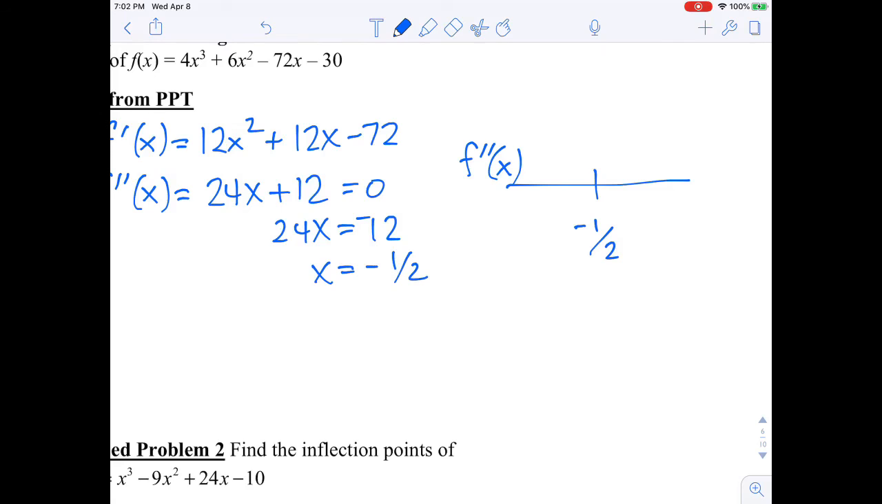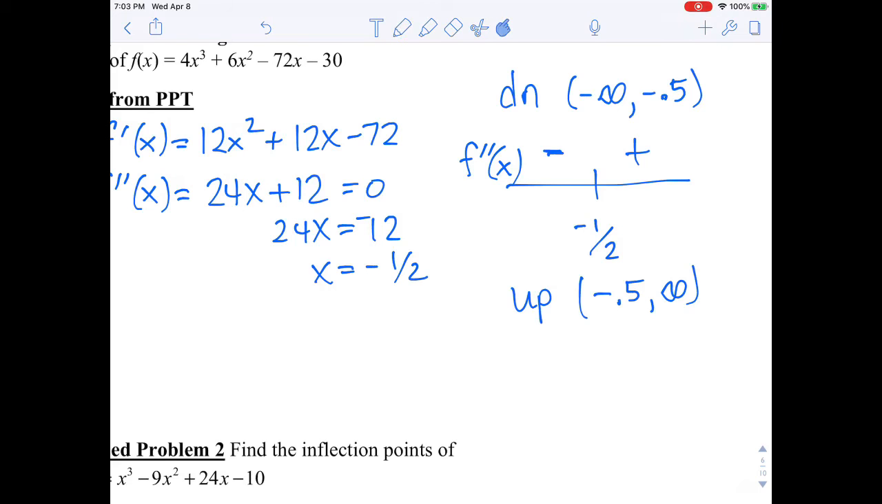So if I put something less than -1/2 in there, say -1, we'll get a negative number. If I put something greater than that, a positive number. So it is concave down from negative infinity to -0.5, and it's concave up from -0.5 to infinity.